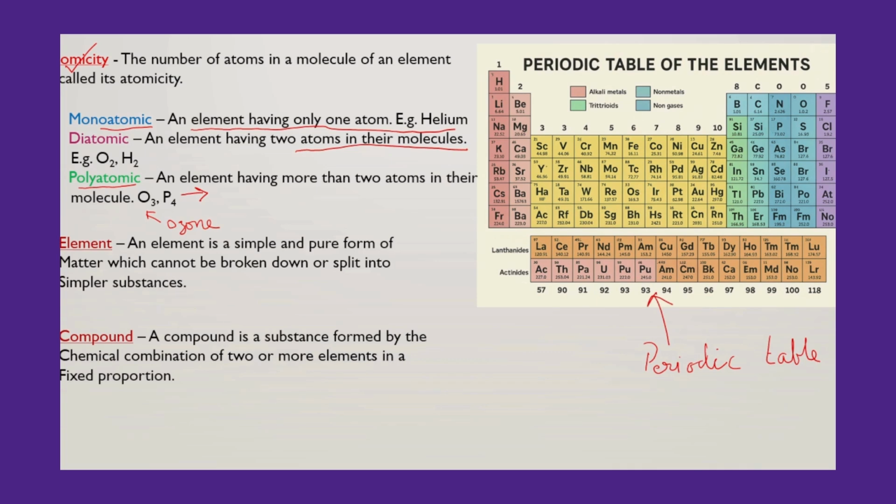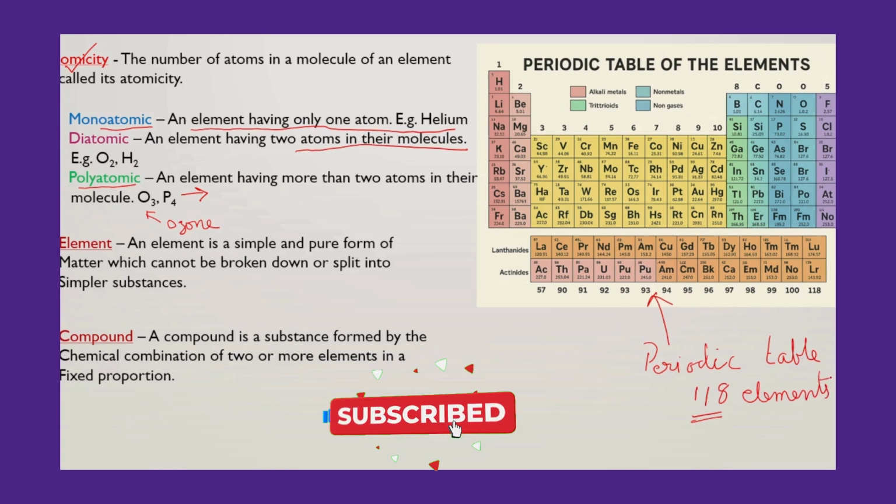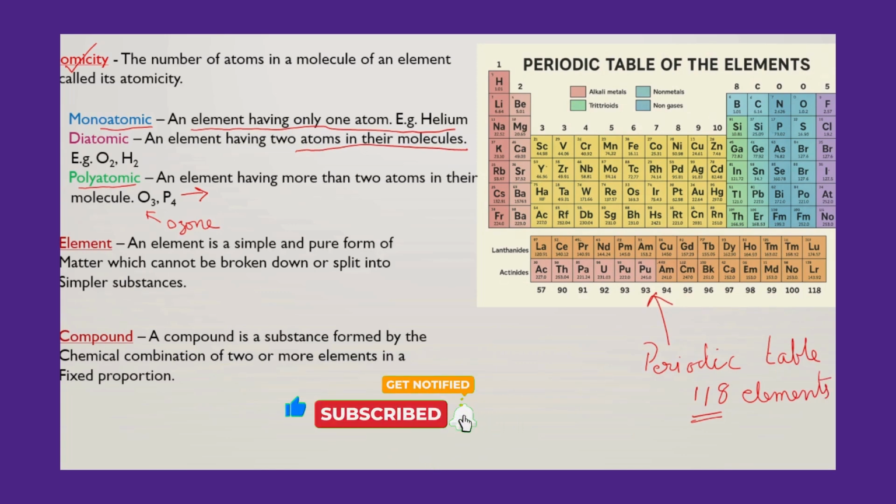This periodic table contains the names of things like metals, non-metals, gases, all those things. And 118 elements have already been discovered, and these 118 elements are arranged in this periodic table so as to make our studies easier. How you will study, we will see later. And what is an element? An element is a simple and pure form of matter which cannot be broken down or split into simpler substances.